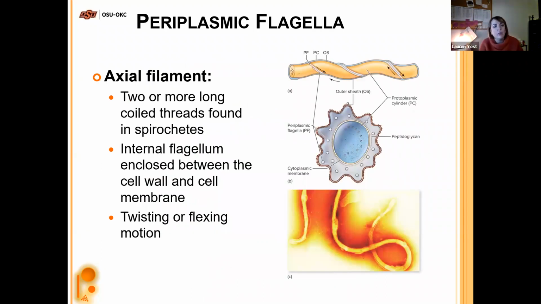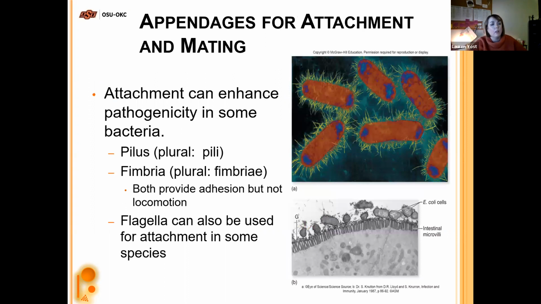There's another kind of flagella, the periplasmic flagella, which is on the inside. It's an axial filament, which is literally just a filament on the inside. Essentially, they're coiled threads inside of the cell. They're an internal flagellum. And why would you want that? That allows for twisting or flexing of the cell. This is pretty common for spirochetes. It's what gives them that helical shape, that spiral shape, that telephone cord shape.